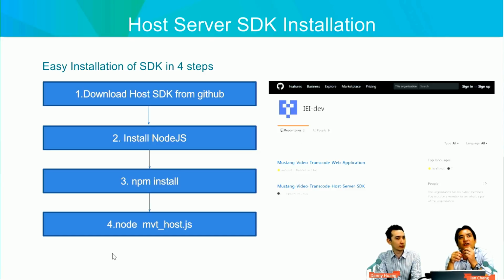First step is to download our host SDK from GitHub, and then install Node.js, because we develop based on Node.js. Third is to execute the command npm install, which installs the Node modules, the dependencies. The last one is just run our program. It's very easy. On the next page I will show you.